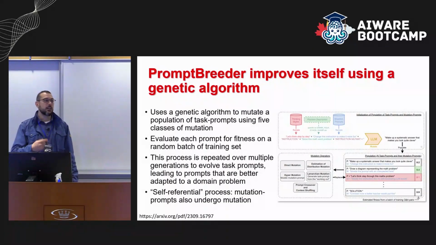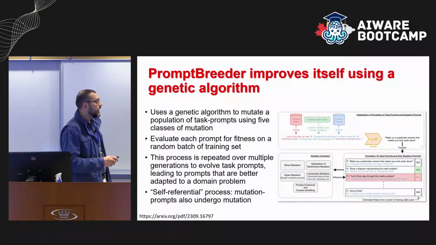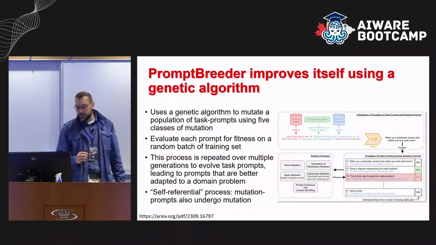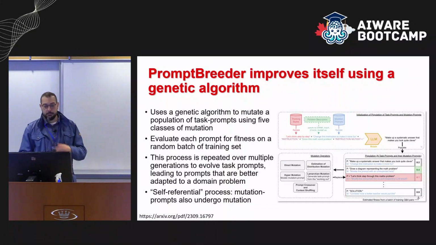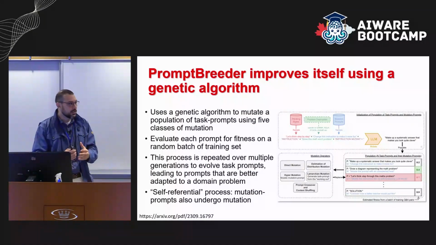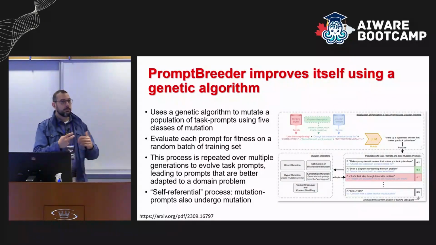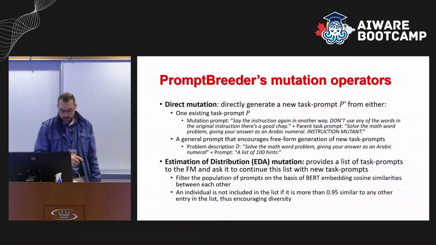All right, there is a lot of work trying to do similar things. One of the first works was PromptBreeder by Google, I think. They use a genetic algorithm to mutate a population of task prompts, and check which of these mutated prompts behaves better.